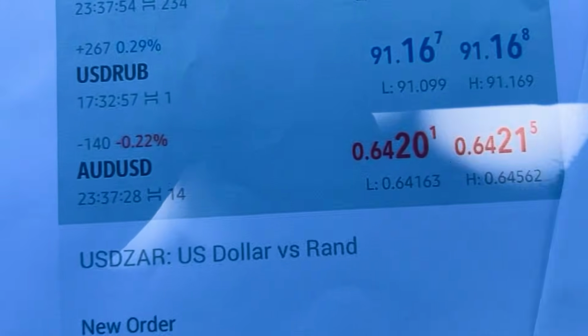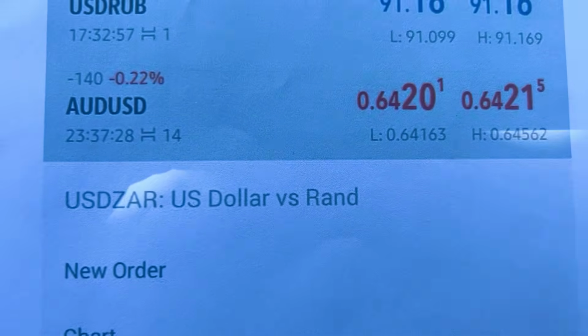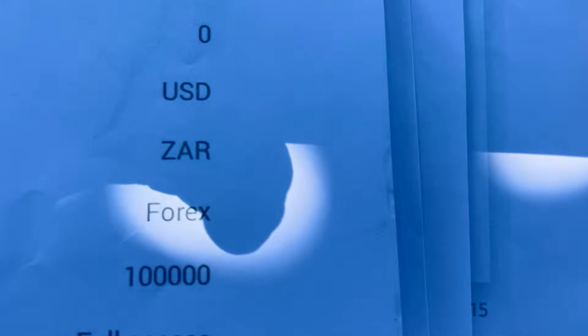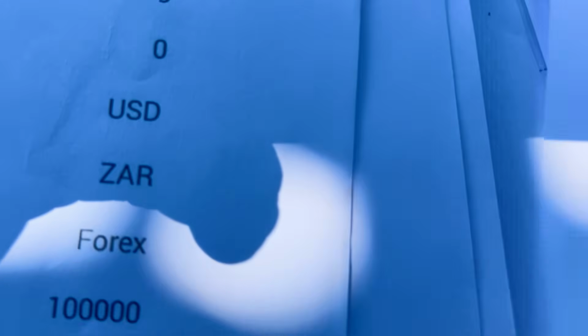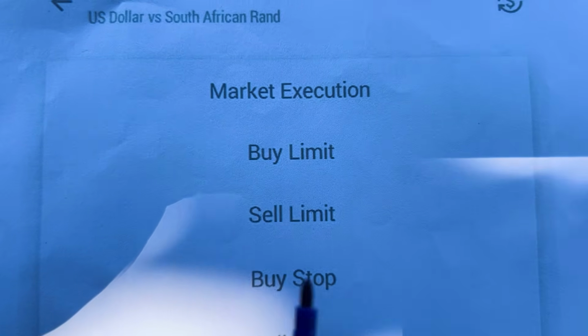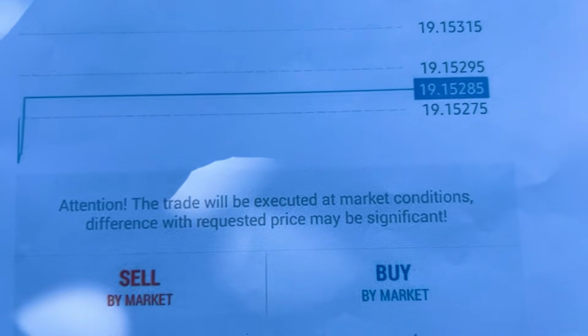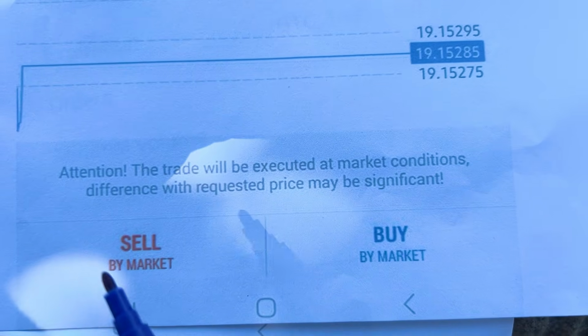Yeah, not confused. And when you're going to be clicking on market execution, you're going to be clicking on new order. I believe you can see new order. It's not that difficult for you to see new order. Now, let's look at market execution. Market execution here, you can see we have market execution. Market execution simply means that we're going to buy and sell at the current price that is moving here. We see that we have buy by market, we have sell by market.